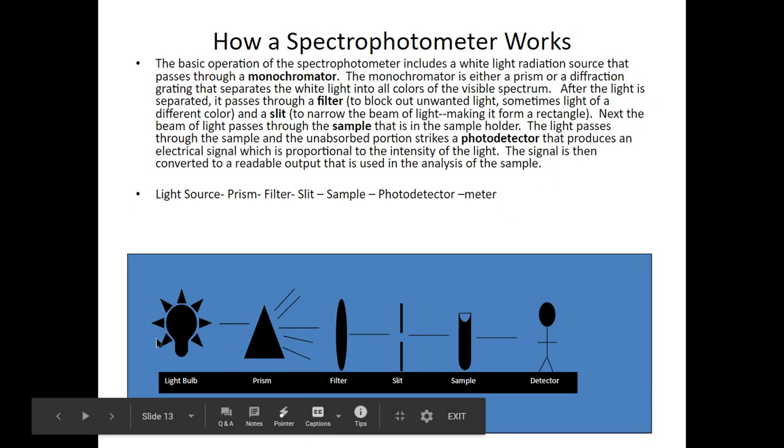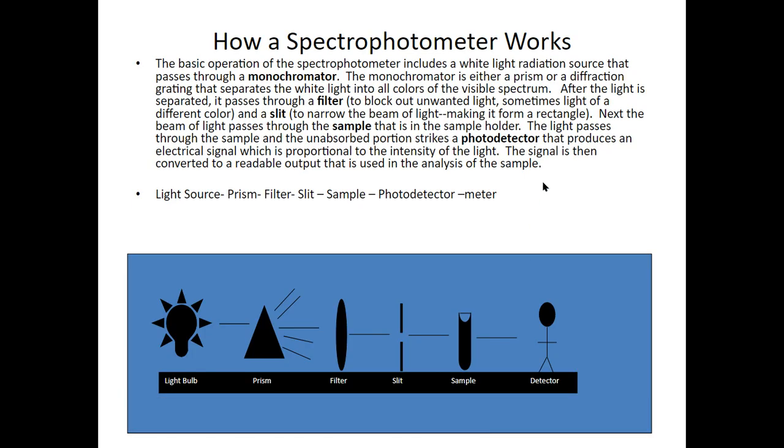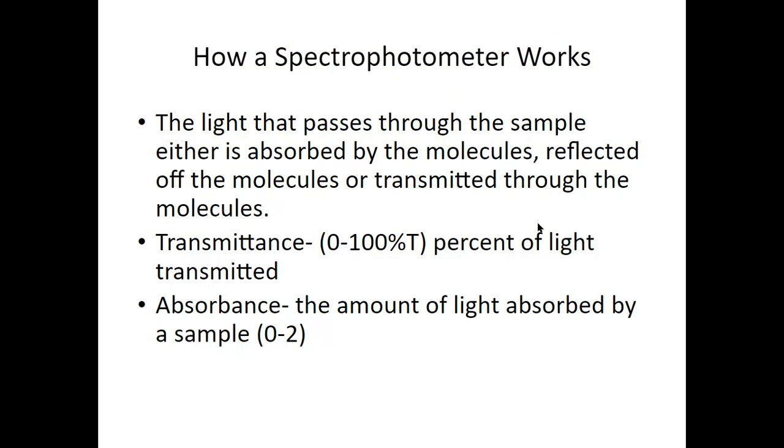So the big thing I want you to get out of it is that the detector is detecting transmittance. Your spec is initially detecting transmittance, how much light has passed through the sample. Then you change the mode to absorbance when we do calculations, when we want to know the concentration of the solution. So the detector is first picking up transmittance. The light that passes through the sample is either absorbed by the molecules, reflected off the molecules, or transmitted through the molecules.